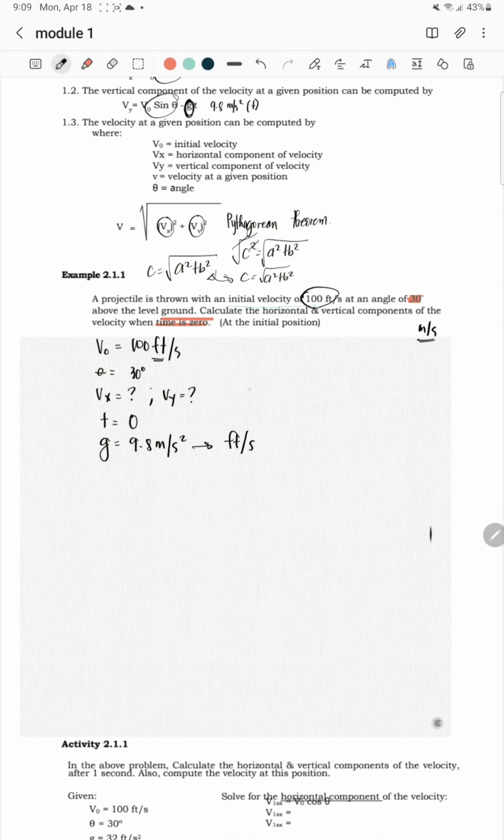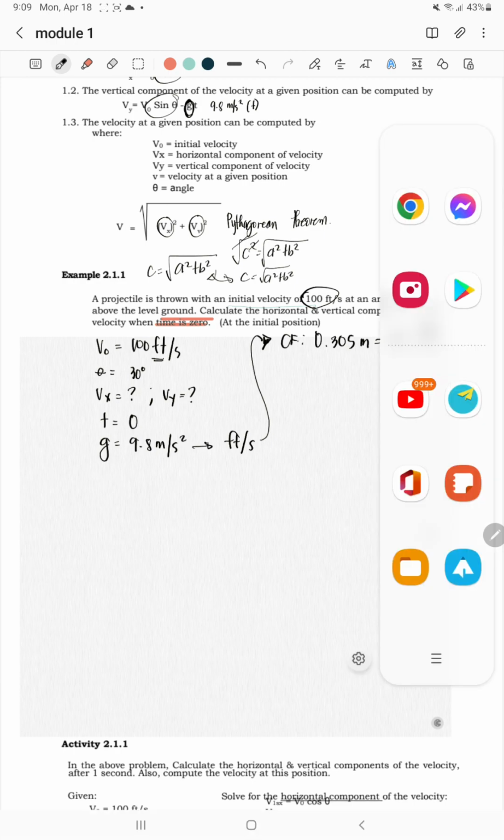Okay, how are we going to use this one? To do this one, alright? So, we are going to use the conversion factor. Okay, ang CF natin is 0.305 meters is equal to 1 feet. So, ibig sabihin, yung 1 feet daw natin, it's equal to 0.305 meters.